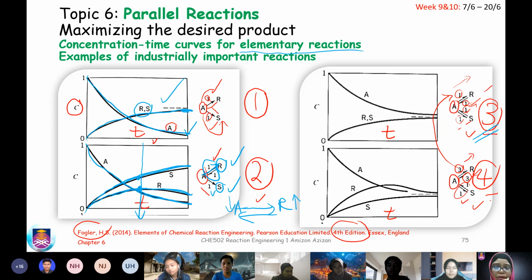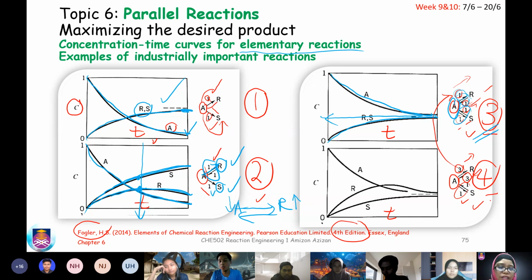Both are reversible. So we know the A decreases. But since both are reversible, the R and S have the same intensity for both pathways, reverse and forward. Then we could say that towards the end, the reactant and also the products will achieve a certain equilibrium state of the concentration. So that would be scenario number 3.